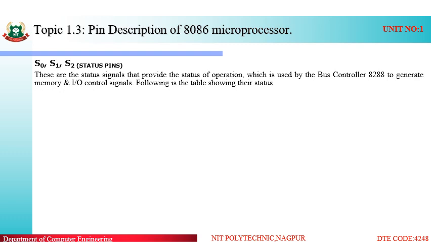Next pins are the status pins. These status pins provide the status of the operation. Queue status pins are used to provide the status of the instruction queue, but the simple status pins S1, S0 and S2 are used to provide the status of the current operation. What is the actual status of our currently ongoing operation? That is, whether addition is going to be performed, or multiplication, or any other logical operation. That status we can get with the help of status pins.